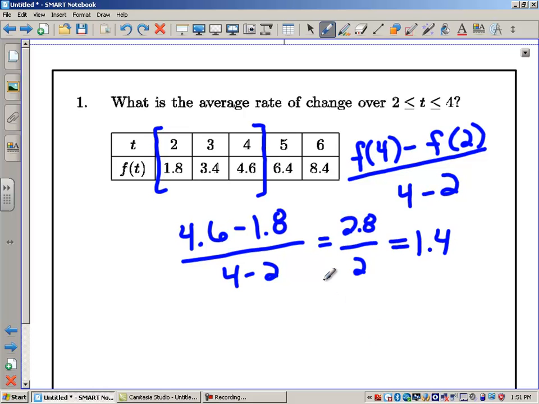Now, what does that tell you? That just tells you the average slope was almost 1.5. So this graph between 2 and 4 was increasing, or it was going up, because we got a positive slope. That's what that tells us.